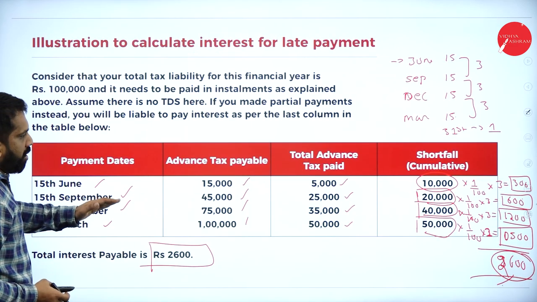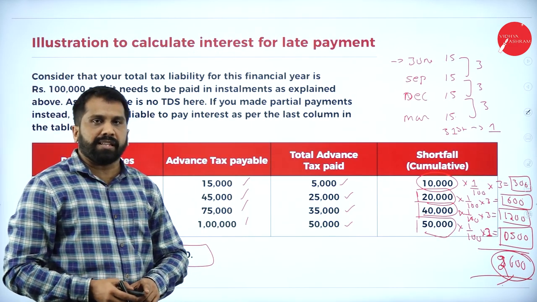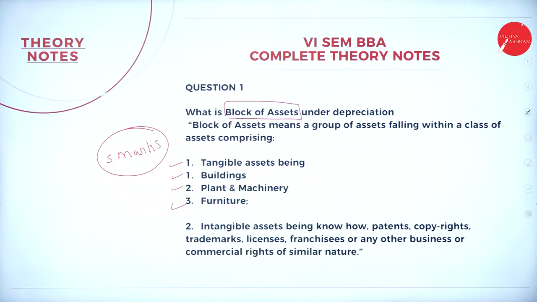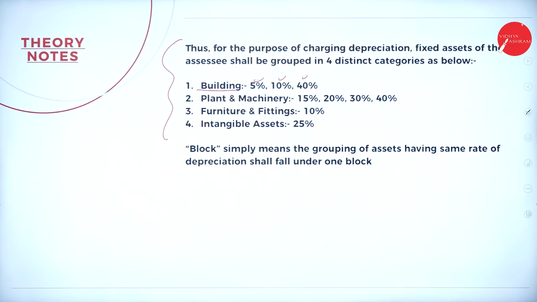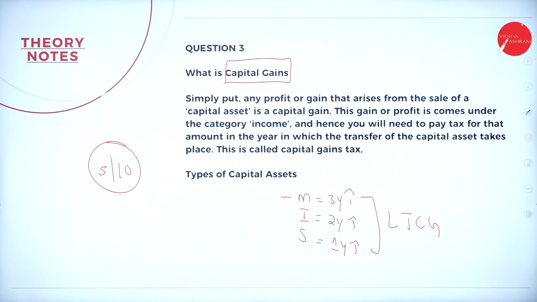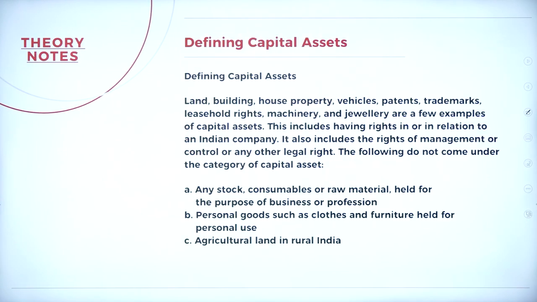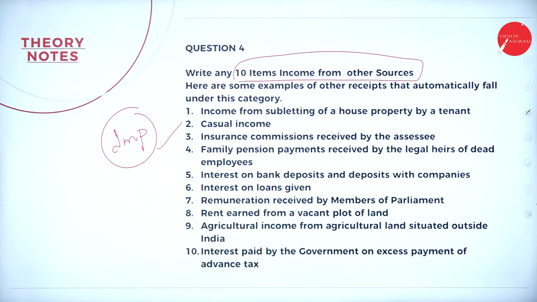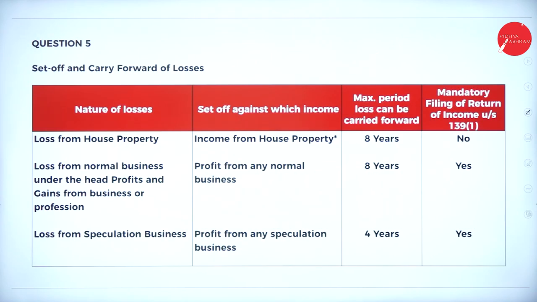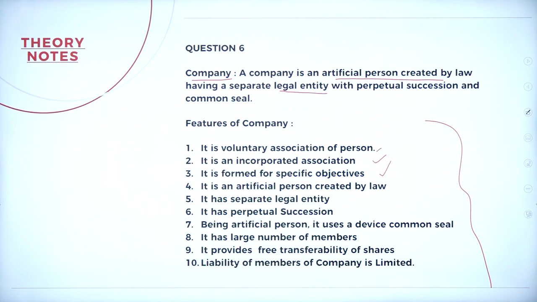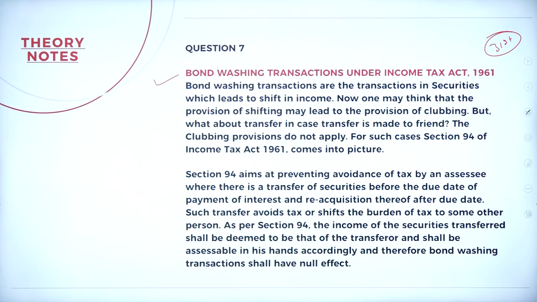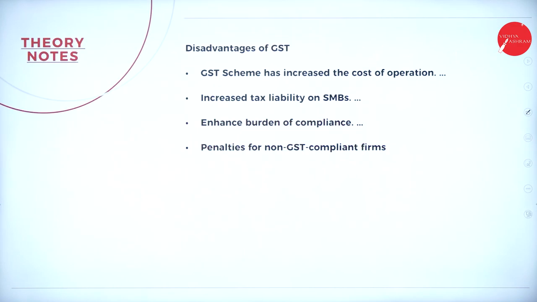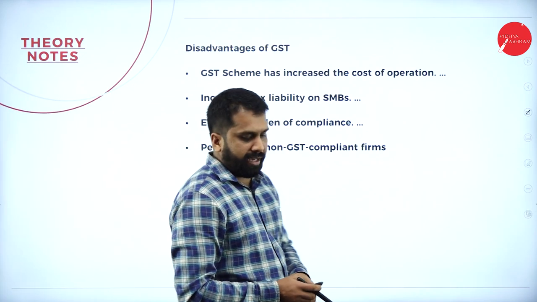So these are all your theory part. I'll go back to all the previous slides. Take screenshot. Later I'll go to your question paper. So this is your question number 1. Solution. Question number 2. Question number 3. Question number 4, question number 5, question number 6, 7, 8, 9, 10, yes. So these are the 10 theory questions you have for your examination.